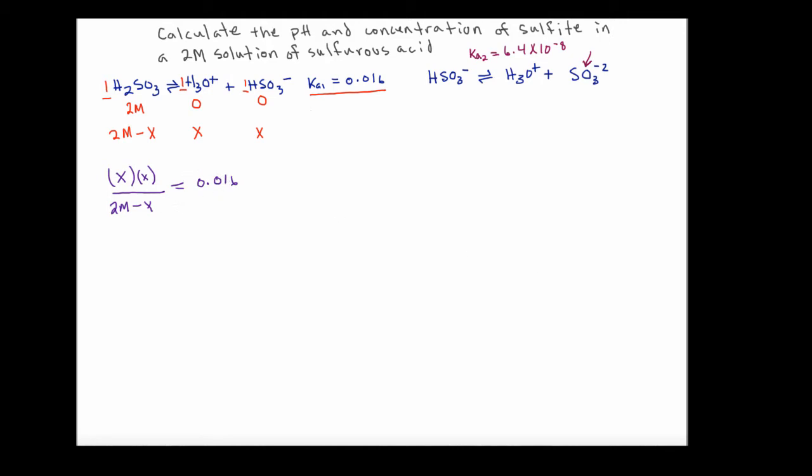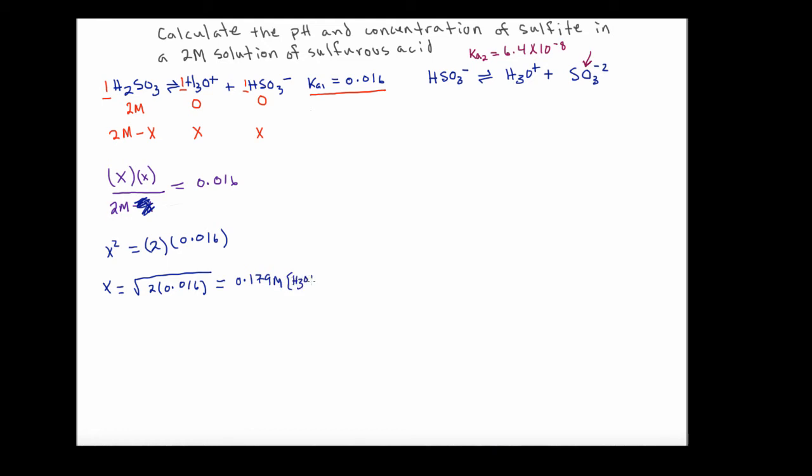Now normally, out of the gate, you would go ahead and neglect the X here, so I'll just cross this out. And then you would solve for X. So X squared is going to equal 2 times 0.016, just doing the algebra. And so our X value, where we take the square root of this, would equal 0.179 molar.